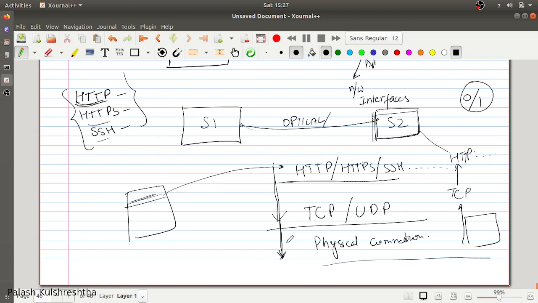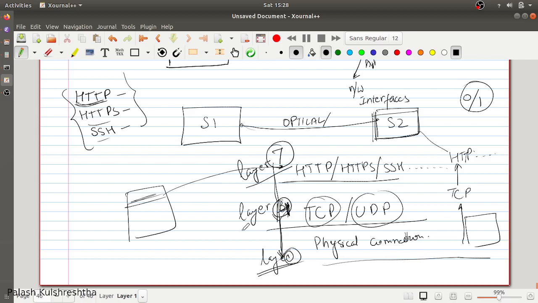So TCP or UDP are the underlying protocols, or the rules, through which HTTP, HTTPS or SSH actually transfer the data. This is called layer 7. This is called layer 3 and/or layer 4. This is called layer 4 and this is layer 0. We are not concerned about layer 0 currently. We are just concerned about layer 7 and layer 4.